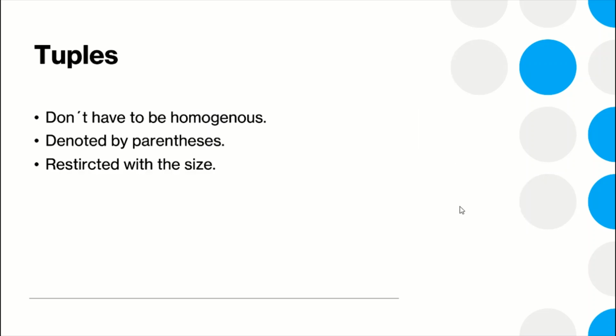Then we have the tuples. The characteristics of tuples are that they don't have to be homogeneous, so we can have tuples of different types. So for example, we can have a tuple of a number and a character. They are denoted by parentheses and are restricted with the size.